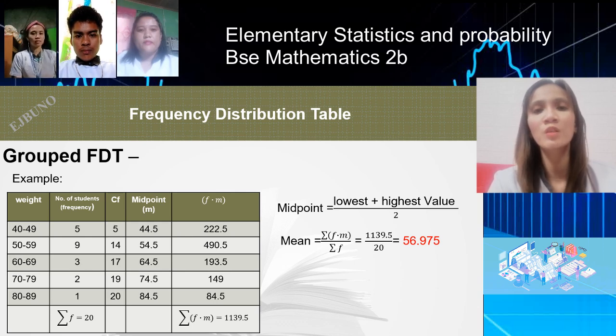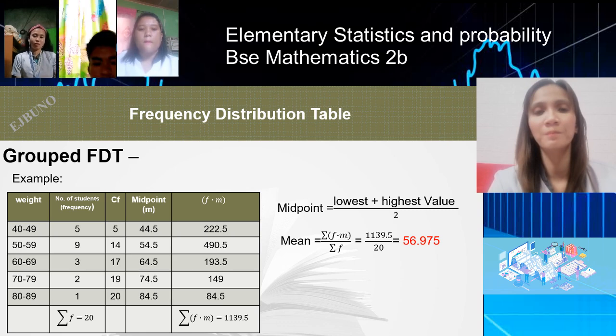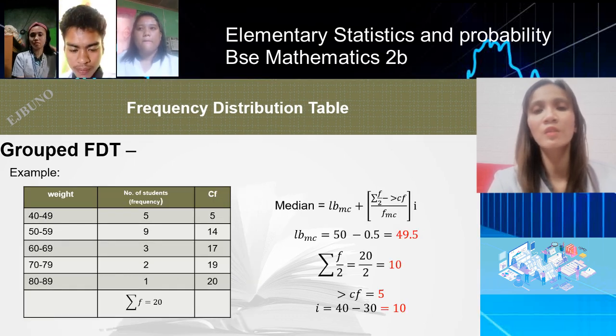Now we can proceed to the mean of this data. Mean is equal to the summation of the frequency times the midpoint over the summation of the frequency. And now we get the value of the mean, which is equal to 56.975. Now we need to get the median.